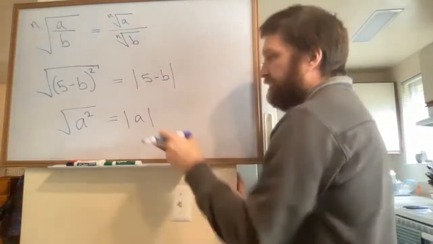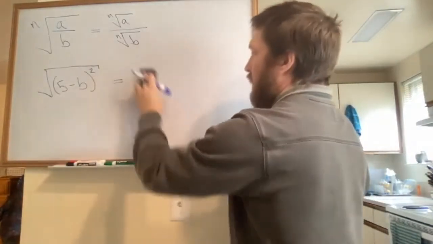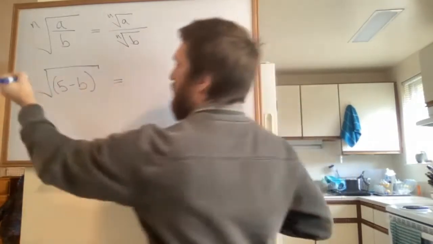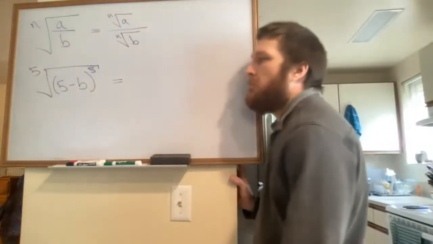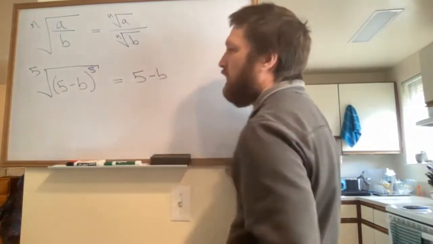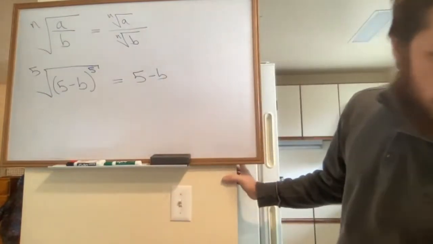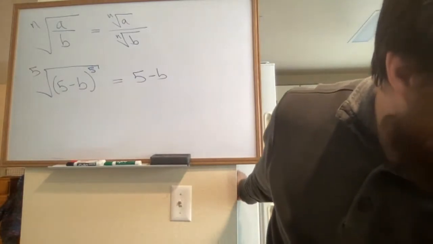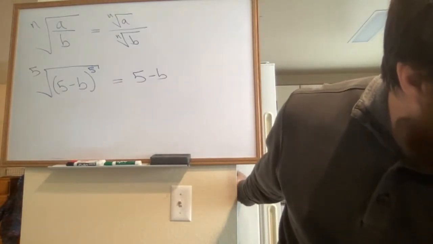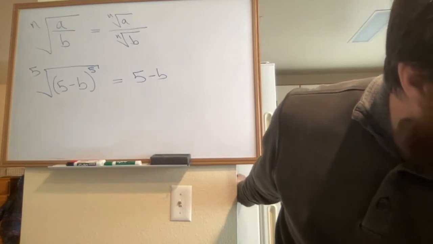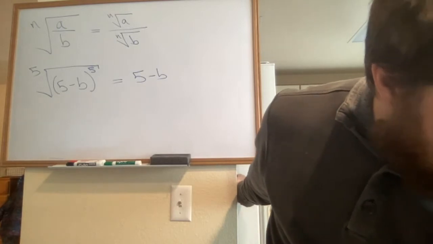Now, what if it was that? Just be 5 minus B. Just plain old 5 minus B. Exactly. Plain old 5 minus B. No frills there. Okay. Almost done here. So that's good. We got that. We did that.